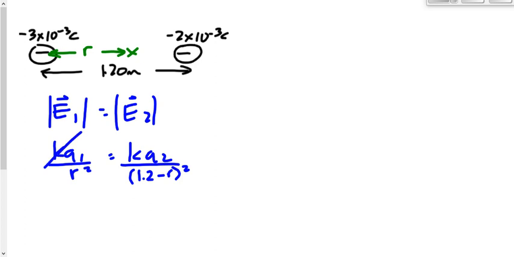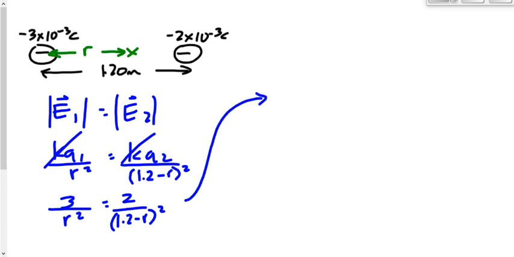Now, we catch a bit of a break here. The k is the same in both terms. And in fact, the 10 to the minus 3 will appear in each term as well, so we can get rid of that. Q1, therefore, becomes 3 over r squared, and Q2 becomes 2 over (1.2 minus r) squared. It's the first thing you think of when you see this now. Okay, cross multiply. So we'll say 3 times (1.2 minus r) squared equals 2 r squared, right? Sounds good to me.